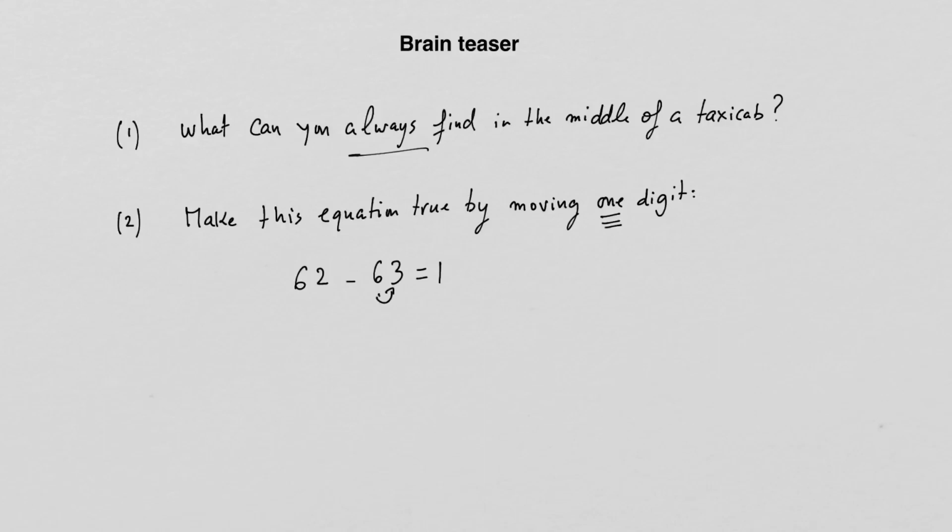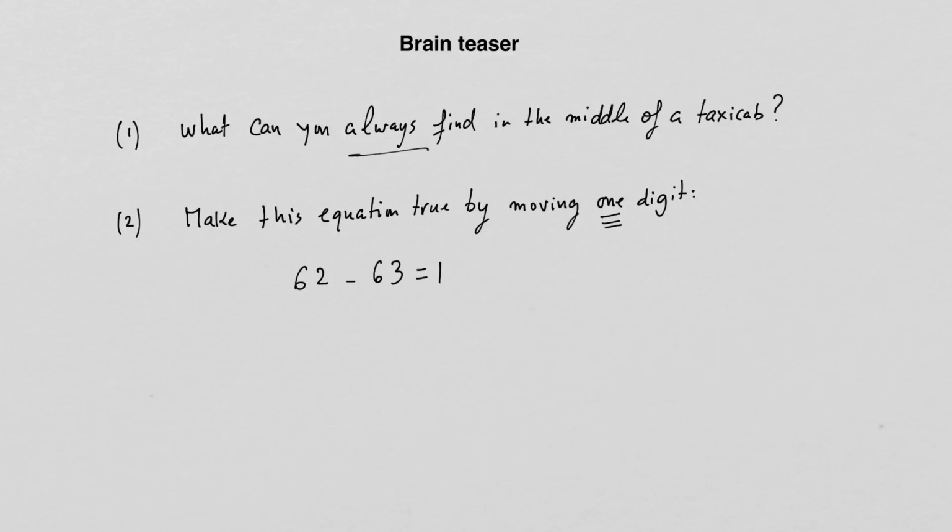Like, oh, you know what? Let me switch this around. Well, first of all, it's false because 62 minus 36 is not 1. Second of all, you actually moved 2 digits, didn't you? The 3 went here and the 6 went here. You can only move 1 digit and make the equation true.